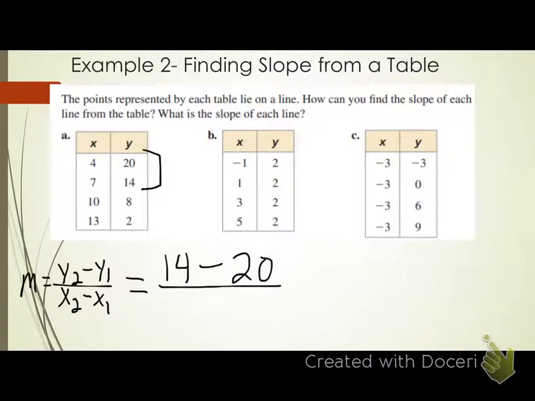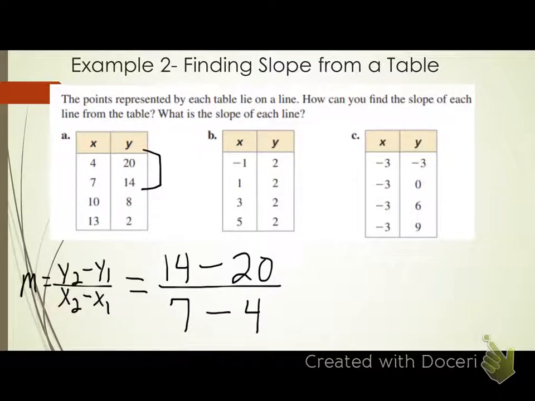Over, what's the second x value listed? Second one. 7. Bring your minus sign over from the formula. What's my first x value? 4. Everyone okay with how I plugged in to my slope formula? We're going to use this a lot, especially in the future, even into chapter 4. So make sure you have this memorized.